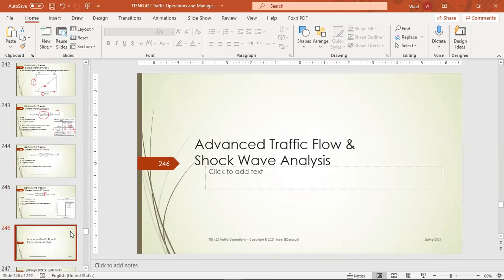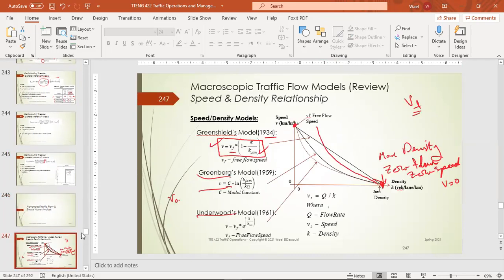Now we started with the shockwave analysis. And before we start, we need to understand that there are several relationships between speed and density. The first relationship was linear, as you can see here. That was the Greenshields model. Then there was the Greenberg model, which is nonlinear, and the Underwood exponential model like this one.